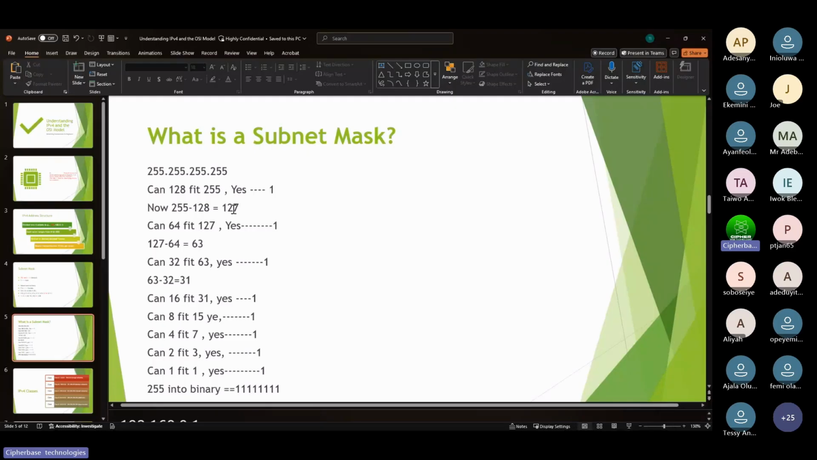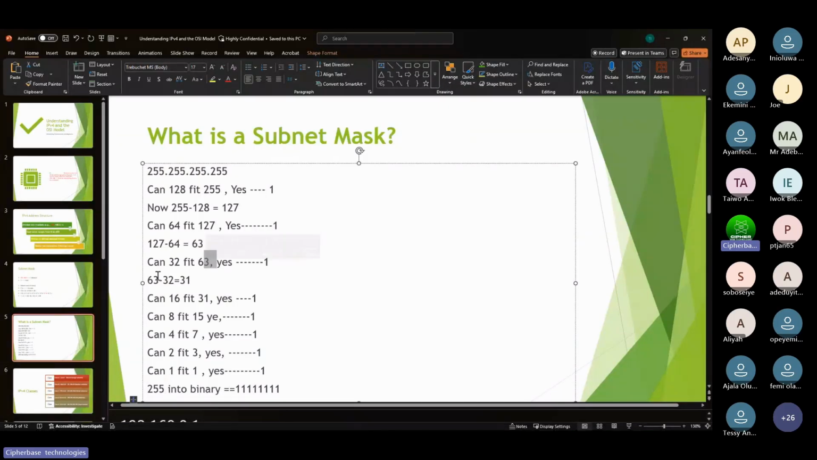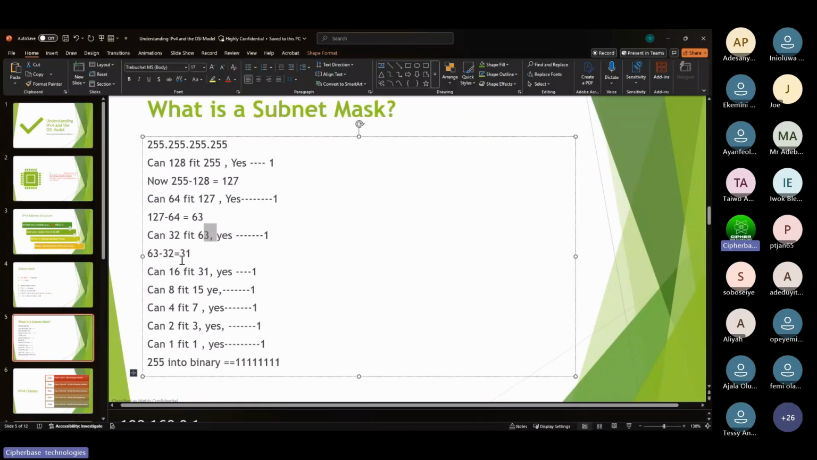Then the next one is 2 raised to power 5, which is 32. How many times can we see this 32 inside 63? It is 1. That's how we proceed until we reach the final one, which is 2 raised to power 0, which is 1. So 255 into binary is 1, 1, 1, 1, 1, 1, 1, 1, which is 8 bits. That is 1, 2, 3, 4, 5, 6, 7, 8.